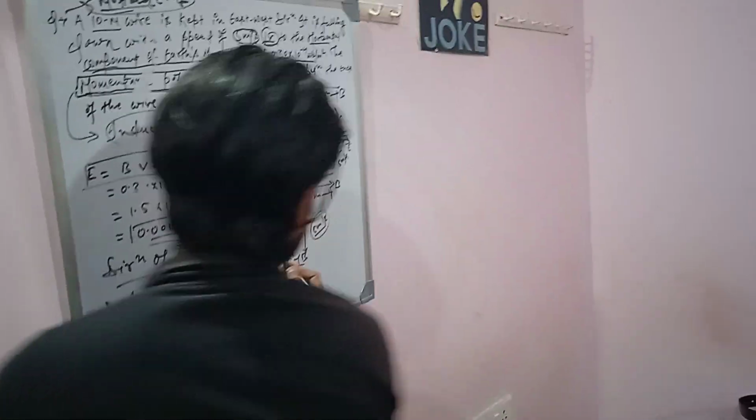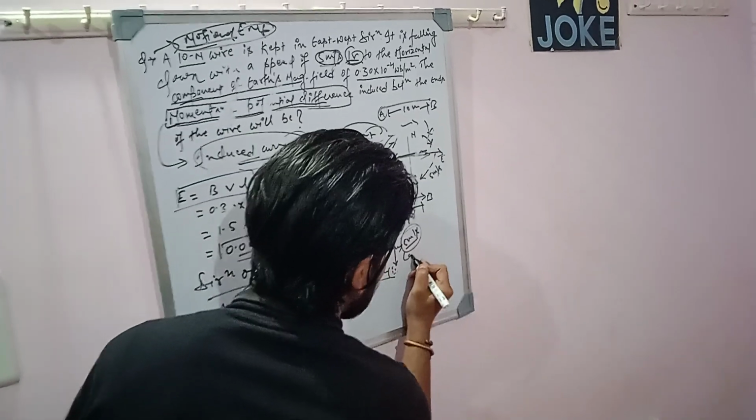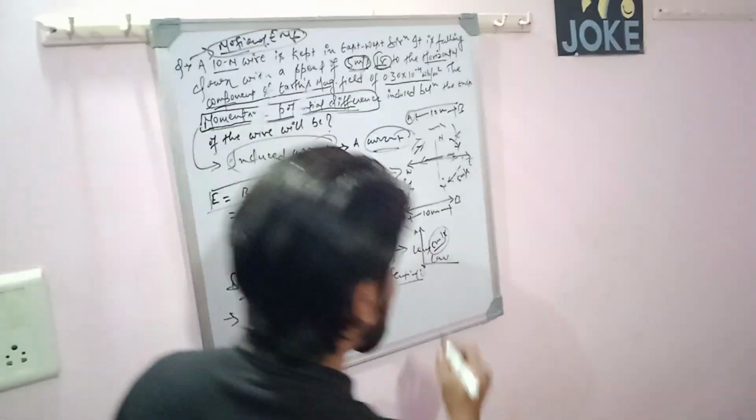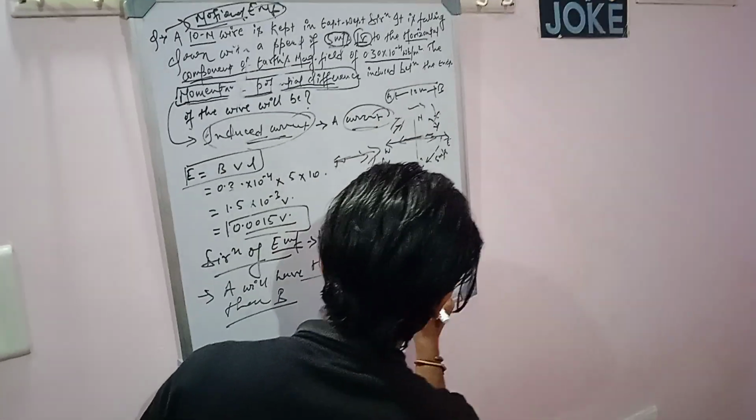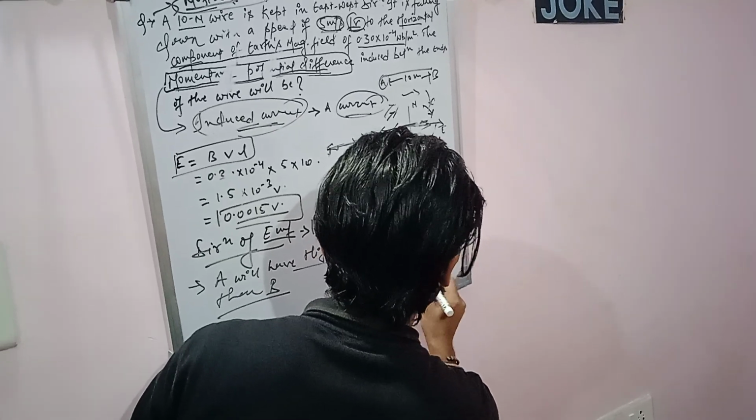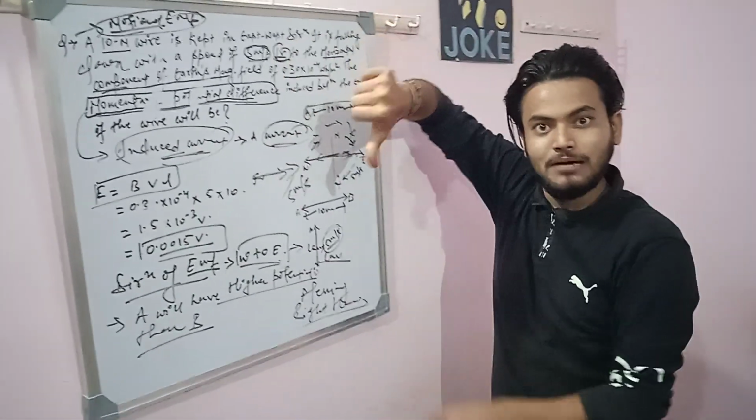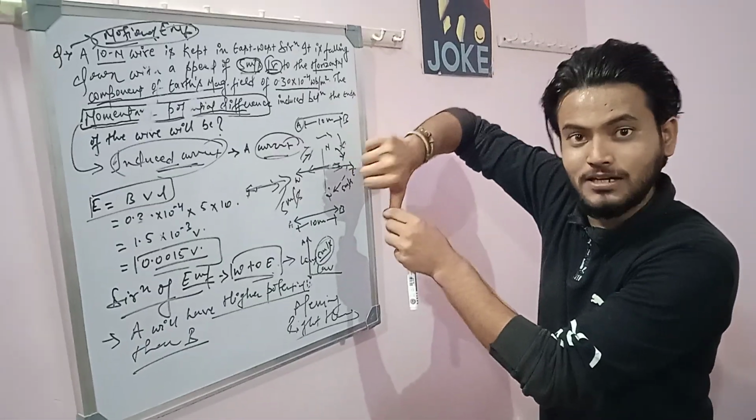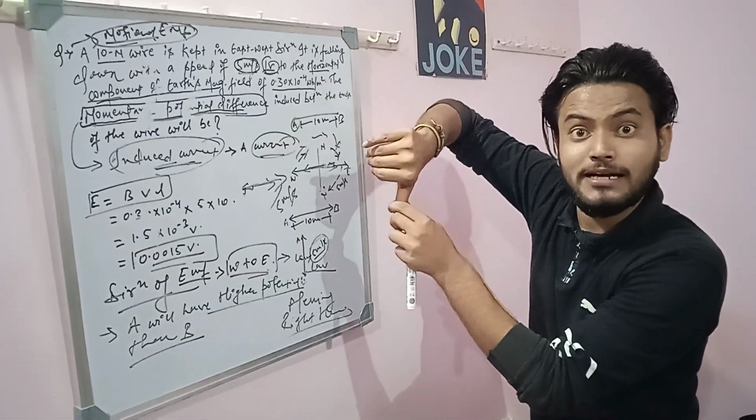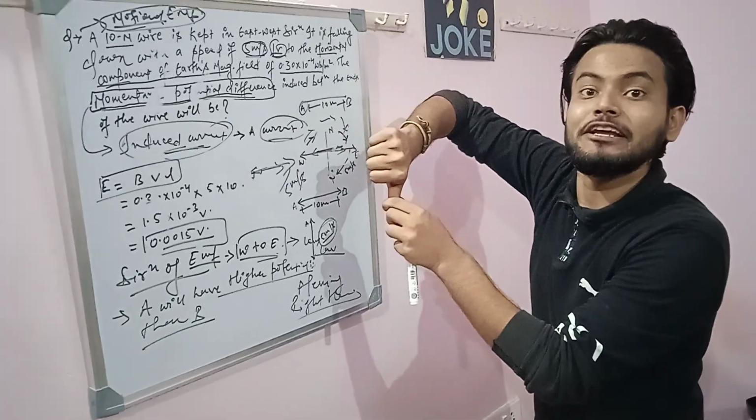You will find the direction by Lenz's law, or else by Fleming's right hand rule. Lenz's law, in this way: the thumb indicates the direction of motion of the conductor and the forefinger indicates the direction of the magnetic field.